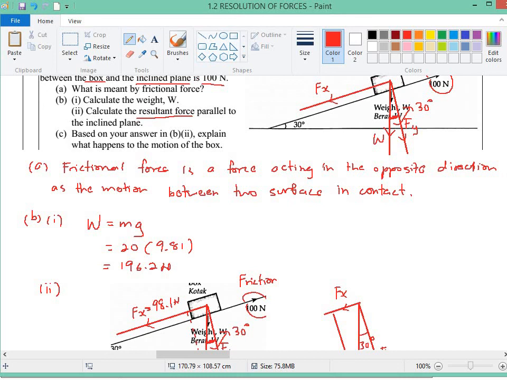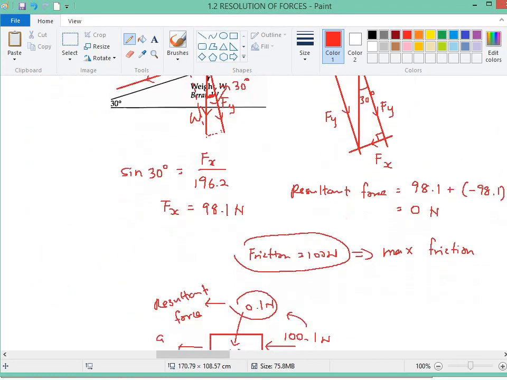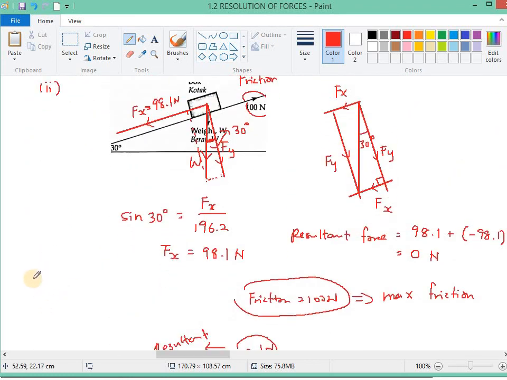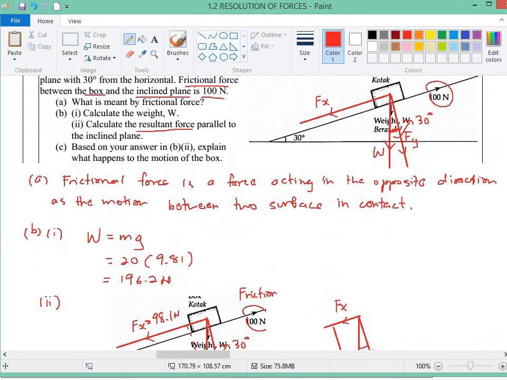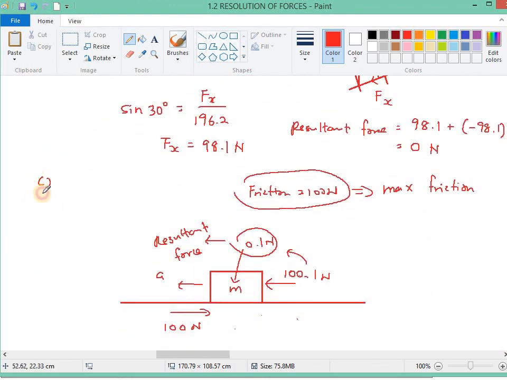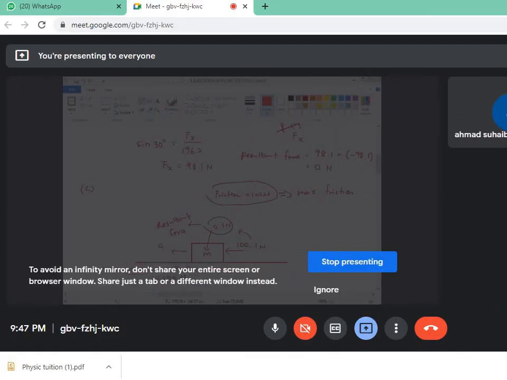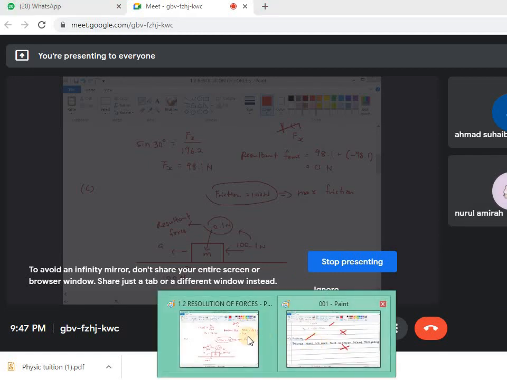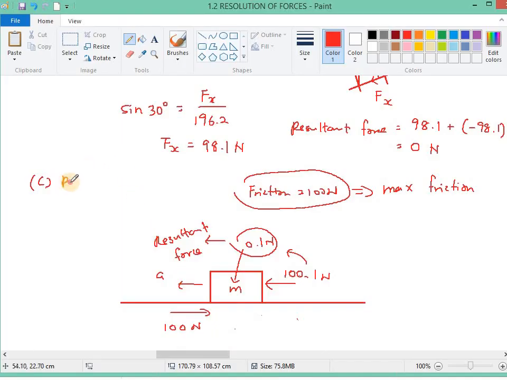C, based on your answer in B2, explain what happened to the motion. So what happened? This is part C. So part C, what will happen? The box can move or not? Yes, very good. The box cannot move. Okay, the box will remain stationary. Get the idea. The box will remain stationary.